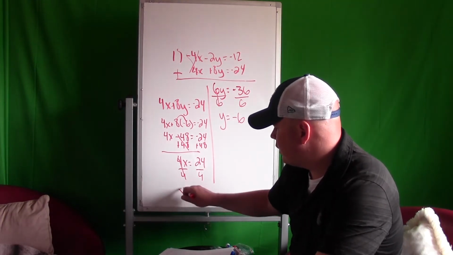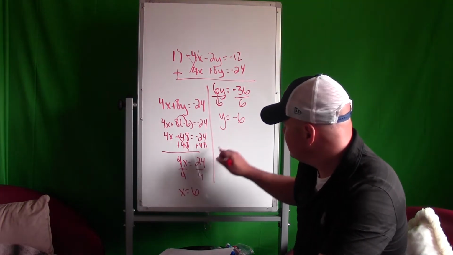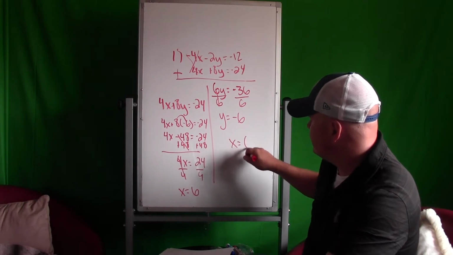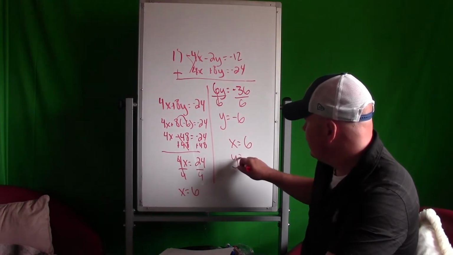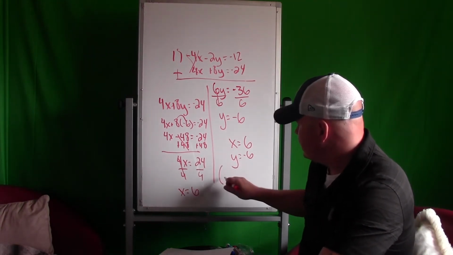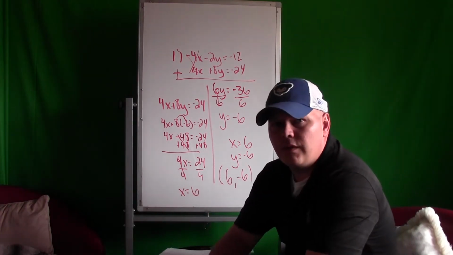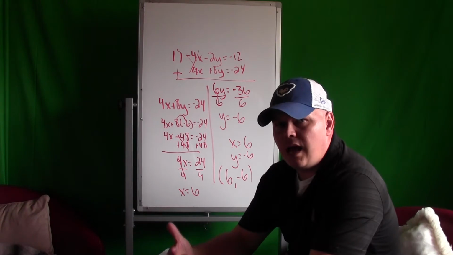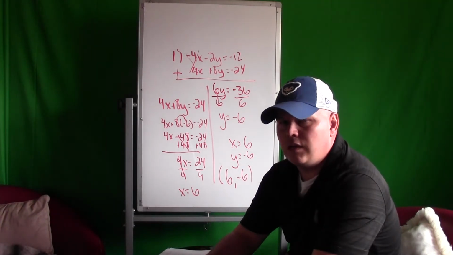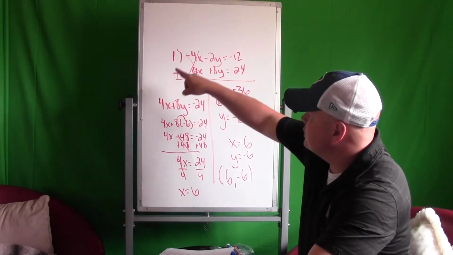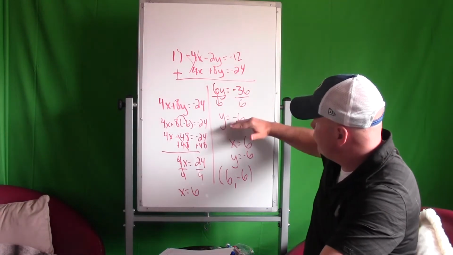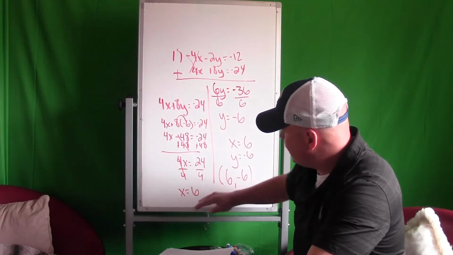That goes away, and I know that x equals positive 6. So my answer would be x equals 6, y equals negative 6. And as a coordinate set, it looks like that. And I'd be finished. Okay? So that was the first problem I asked you to do today. Okay, from step 1 into step 2 into step 3 into the final steps to get my answer.